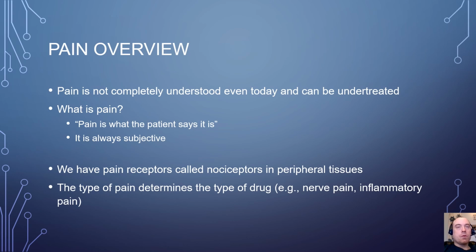We have pain receptors called nociceptors. Nociception is the sensation of pain, and that would be in peripheral tissues. The type of pain determines the type of drug that we would like to use. So nerve pain might have one type of medication, whereas inflammation would have a different type. Okay, I'm not getting into all the different types of medications outside of opioids here. We're going to focus on opioids for this presentation.